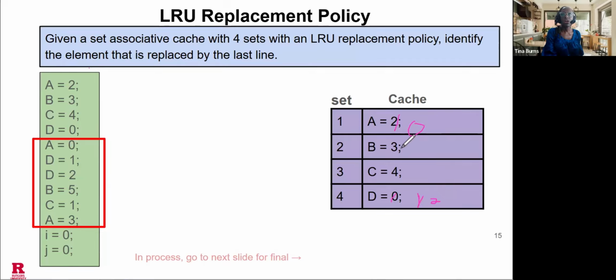Then I have B is equal to 5. Boom, that becomes 5. Then I said C is equal to 1. Boom, that becomes 1. Then I have A is equal to 3. Boom, that becomes 3. So from these 6 instructions, my final value is A is equal to 3, B is equal to 5, C is equal to 1, and D is equal to 2.